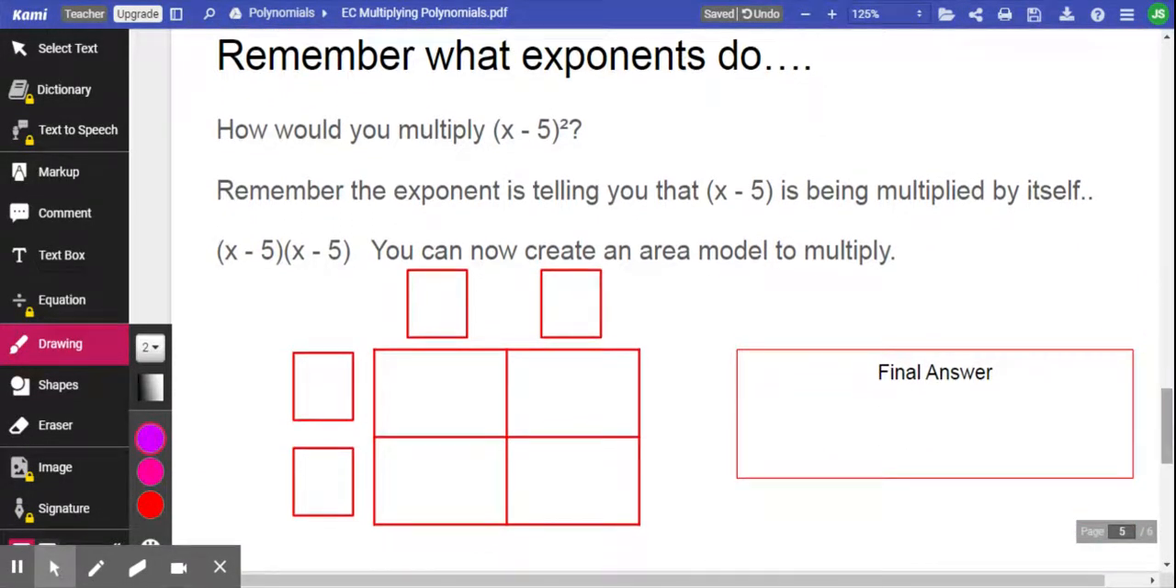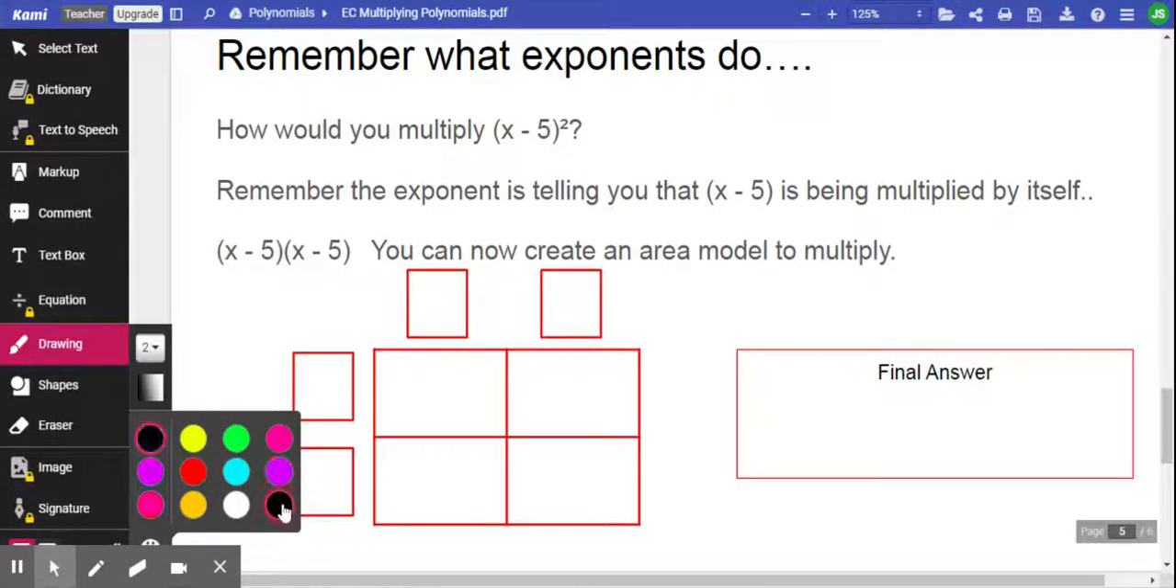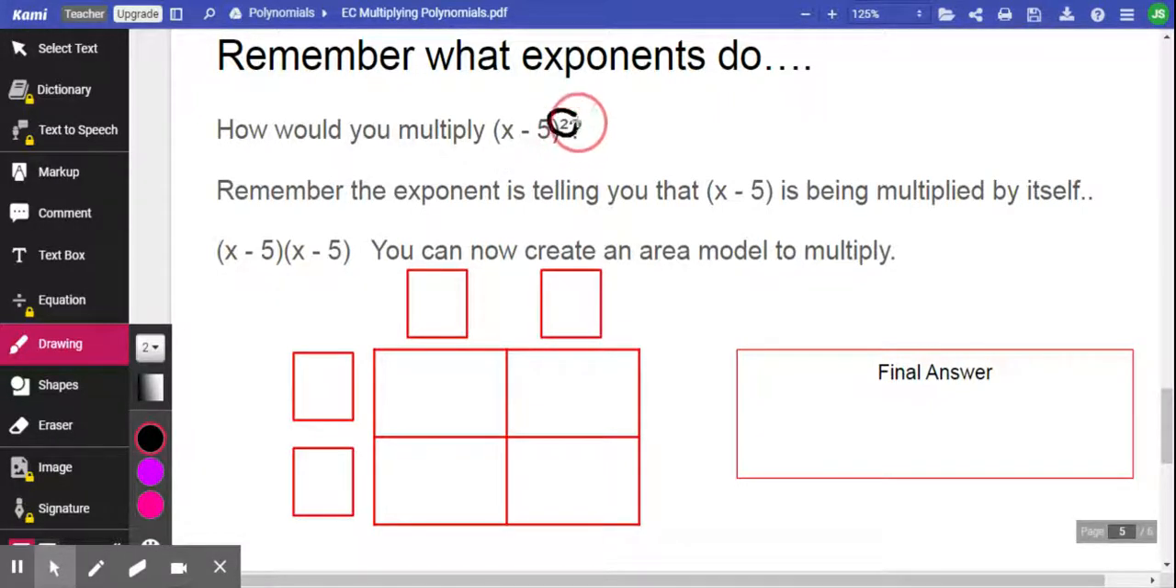Okay, when we're setting some problems up like this, we've just got to check ourselves. So we have to remember what exponents do and what they really say. In this example, how would we multiply (x - 5) to the second power? The first thing I notice is that the 2, that squared, is outside of the parentheses, which means that the whole parenthesis is getting multiplied by itself. So it's really going to look like this.